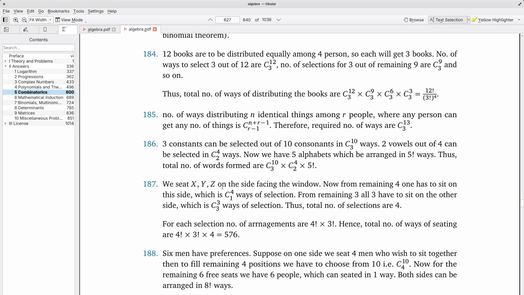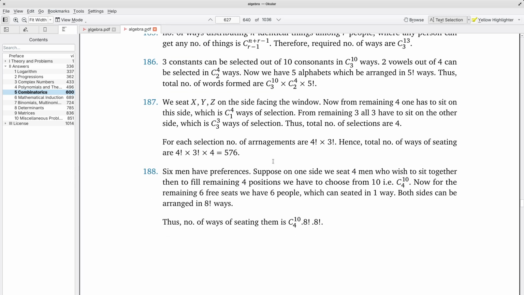So we seat X, Y, Z on the side facing the window. Now from the remaining 4, one has to sit on this side, which is 4C1, one way of selection, and from the remaining 3, all 3 have to sit on the other side, which is 3C3, 1 way of selection. The total number of selections is 4. For each selection, the number of arrangements is 4 factorial multiplied by 3 factorial, because on one side there will be 4 people, on the other side there will be 3 people. The total number of ways of seating is 4 factorial multiplied by 3 factorial multiplied by 4. That is 576.